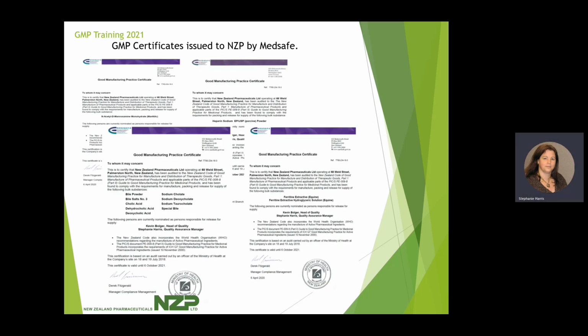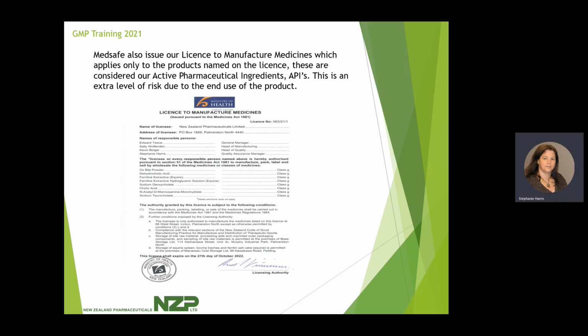Here's an example of some of our GMP certificates. We have different ones for different products. We have ones that are just for bile acids. We have one for ferritin products, MANAC, and we have a separate one for heparin. MedSafe also issue our license to manufacture medicines, which applies only to products named on the license. These are considered our active pharmaceutical ingredients, or APIs. This is an extra level of risk due to the end use of products. As you'll see, it contains various things. Our colic API, our MANAC, and our TCA are currently our most high-level ones.